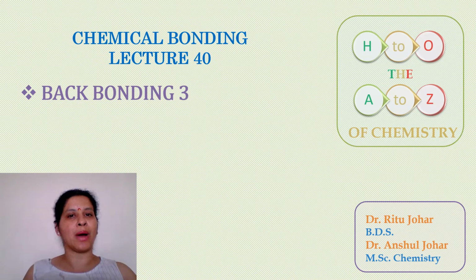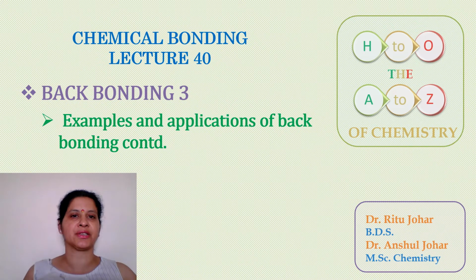In lecture number 1, we discussed what back bonding is with the help of the example of the BF3 molecule. And then we started a detailed discussion on back bonding, with many examples and applications. In the last lecture, we saw fluorine as the donor, which molecules show back bonding, and the various related questions which can come in the examination.